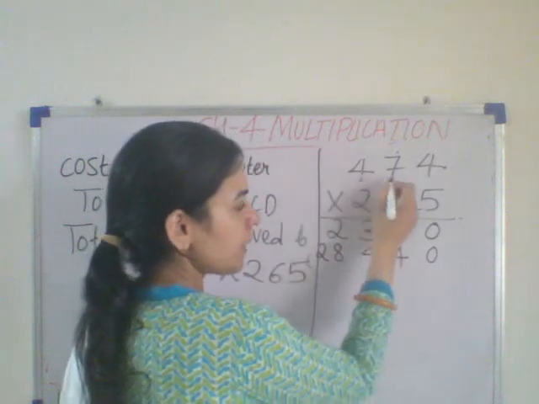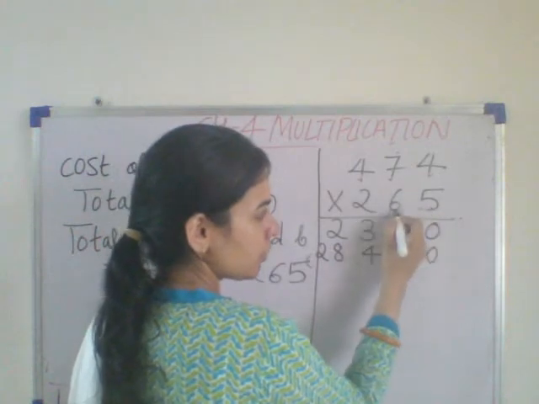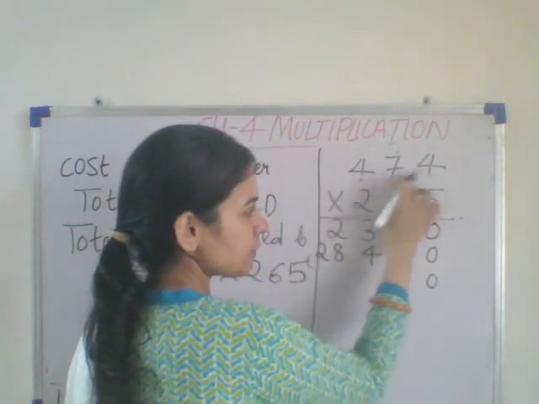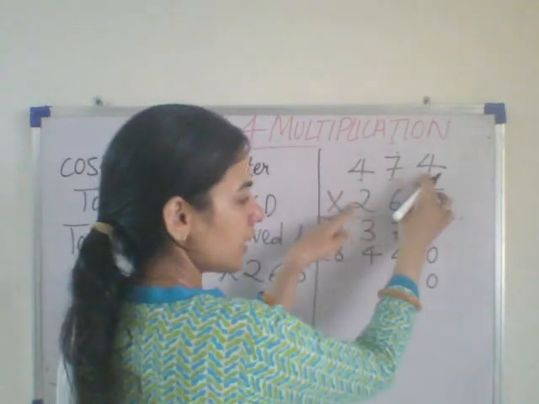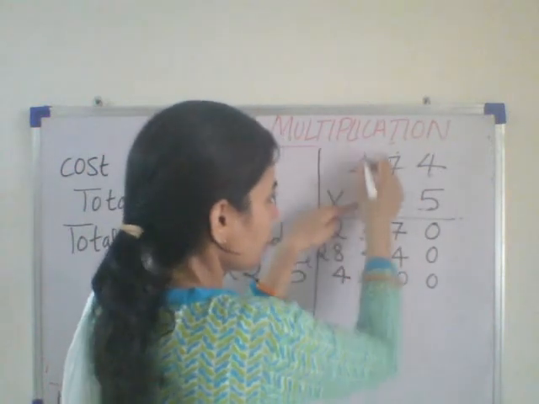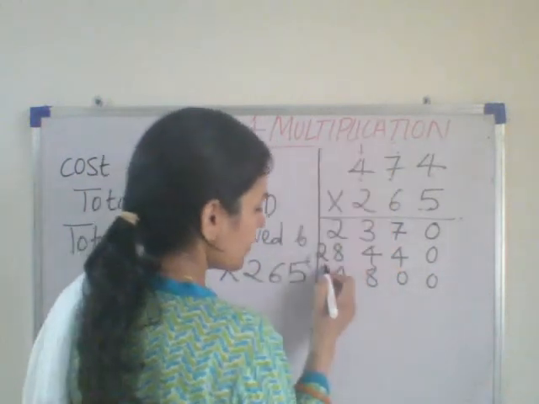Then you have to multiply 474 with 200. So for 200, you will be putting 2 zeros. Then you have to multiply 474 with 2. Like 2 4s are 8, 2 7s are 14, 4, 1 moves to carry, 2 4s are 8, plus 1, 9.